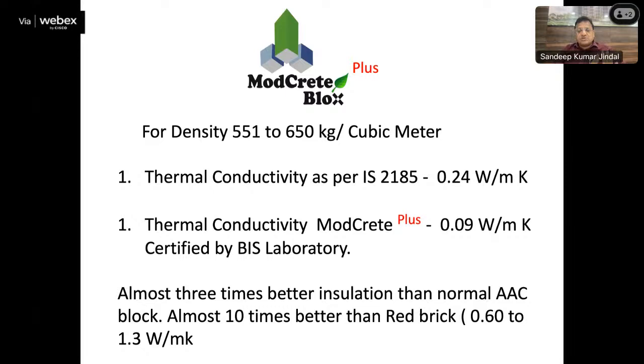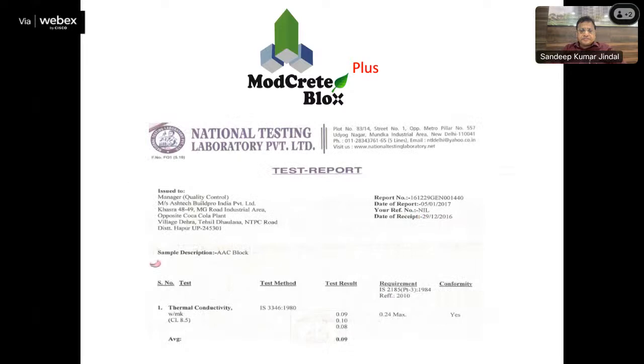तो रेड ब्रिक्स से अगर आपका 100 वाट एनर्जी अंदर आती है इस रेड ब्रिक वॉल से, तो इसमें केवल 10 वाट एनर्जी अंदर आएगी या ट्रांसफर होगी. So for commercial complexes, for buildings which use lot of air conditioning and heating, this product is very, very good. So these are some certificates of this product, wherein the thermal conductivity is as low as 0.09.